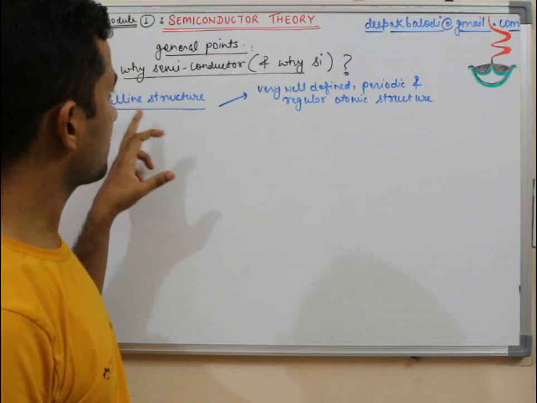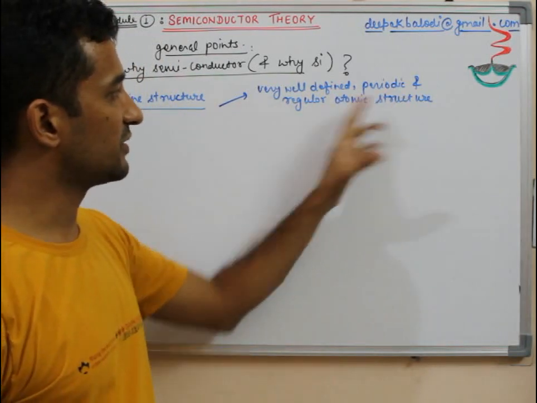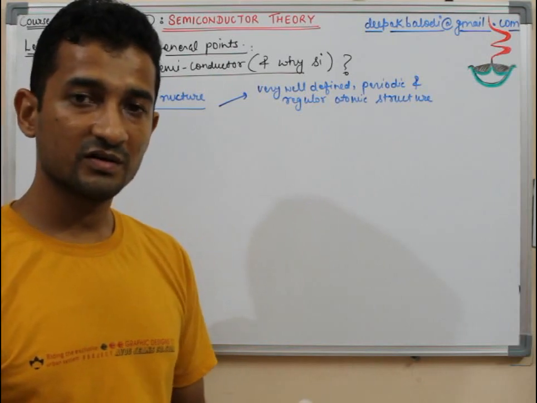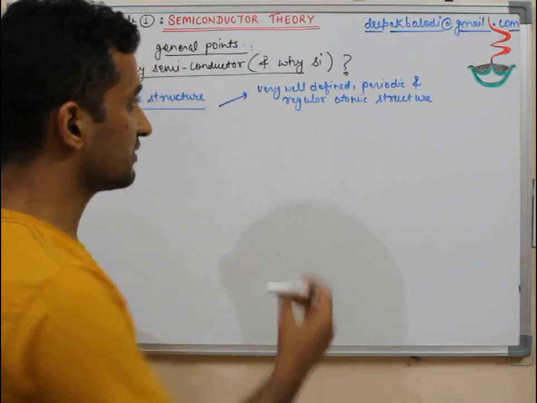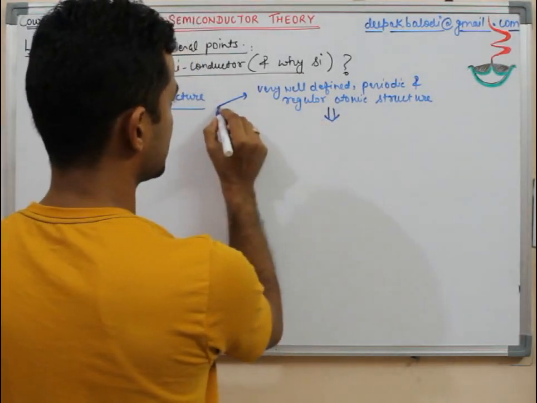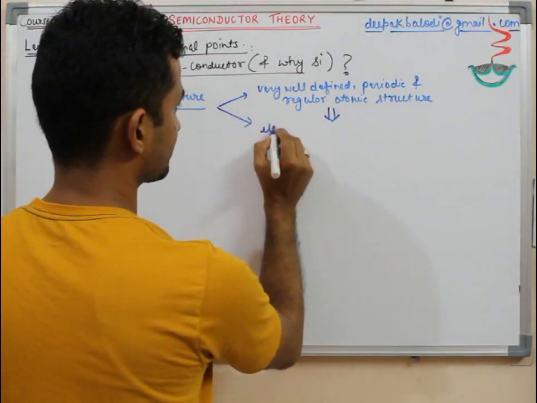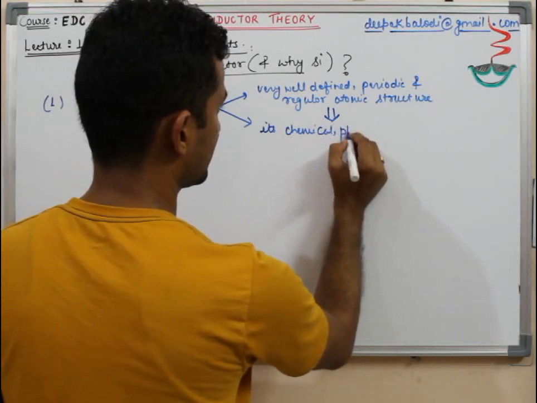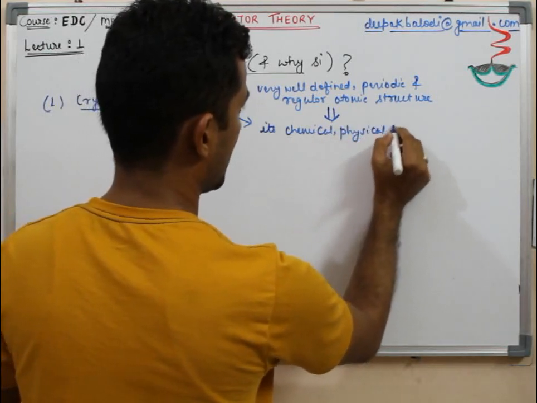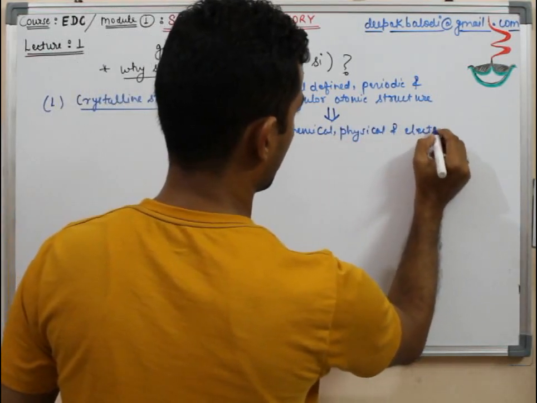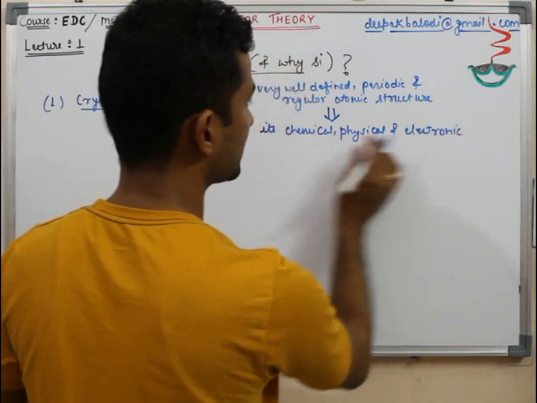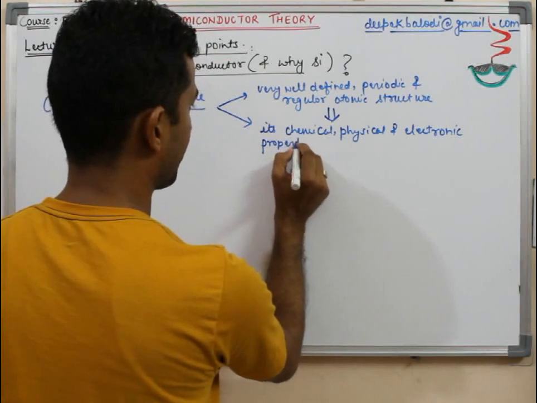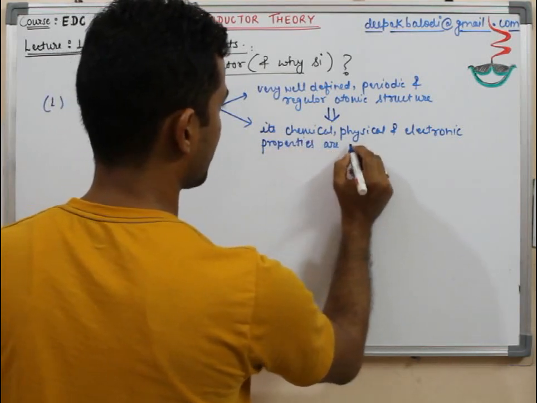That a crystalline material or a crystal is a very well defined, periodic and regular atomic structure. So if some structure is very regular, very well defined, then what advantage we can take is its chemical, physical and electronic properties. Electronic is made up by these two things only, and electronic properties are also well defined.